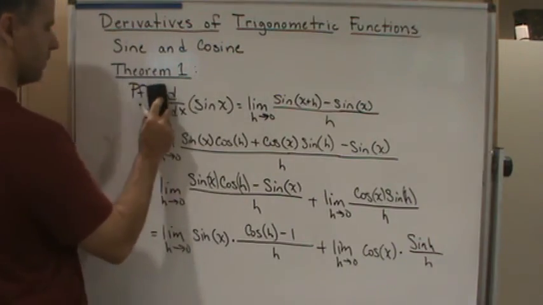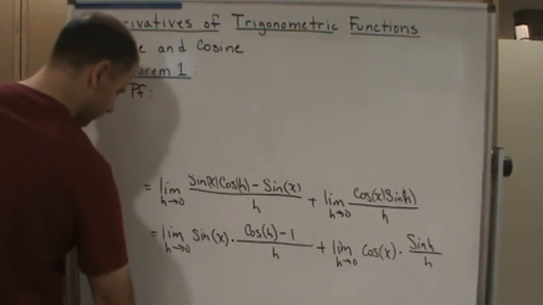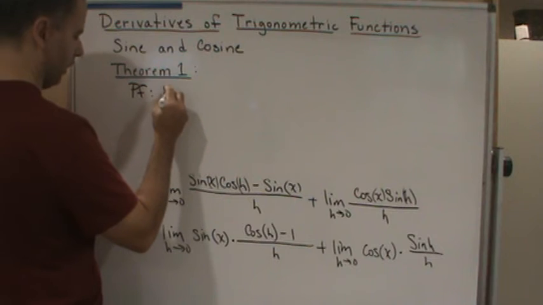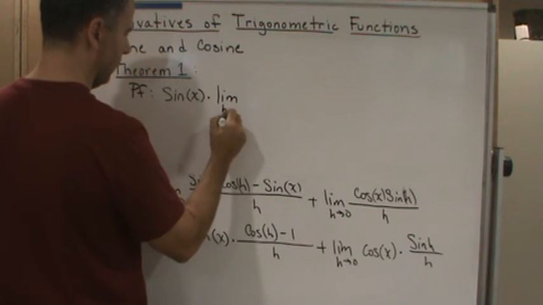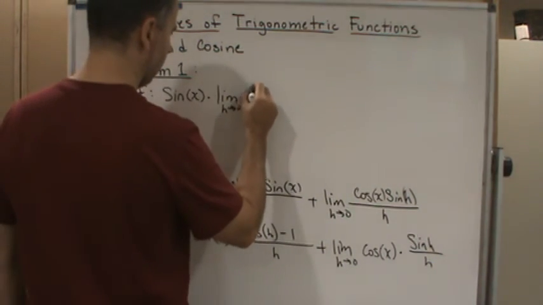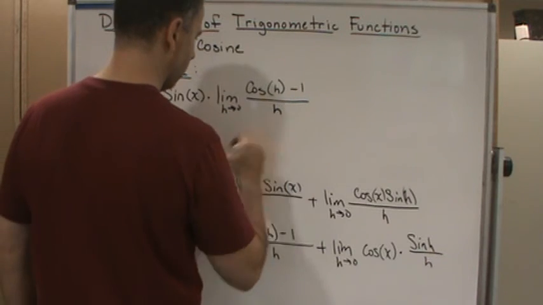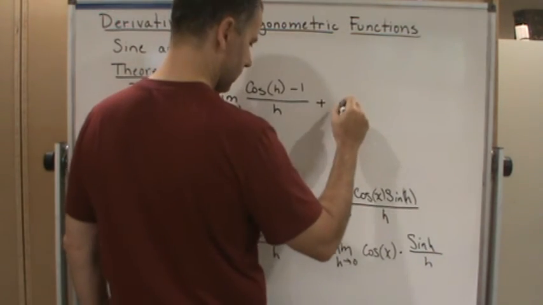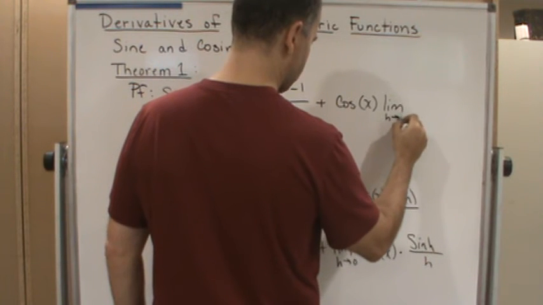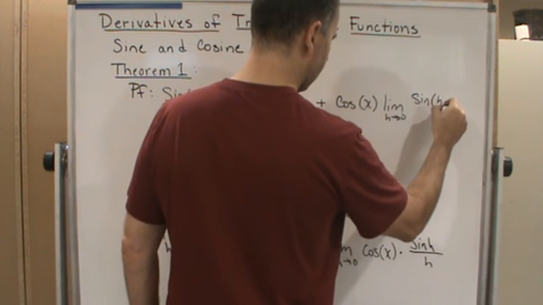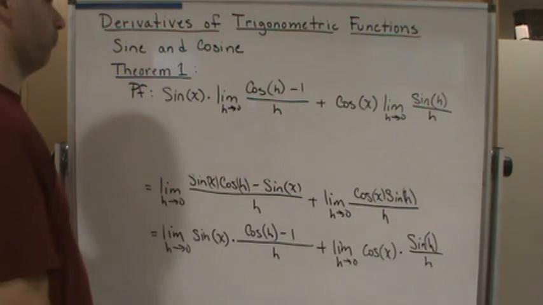Even though you probably see where this is going, let's just take the extra step to pull that out. And so it becomes sine x times the limit as h approaches 0 of cosine h minus 1 over h plus cosine x times the limit as h approaches 0 of sine h over h. Okay?